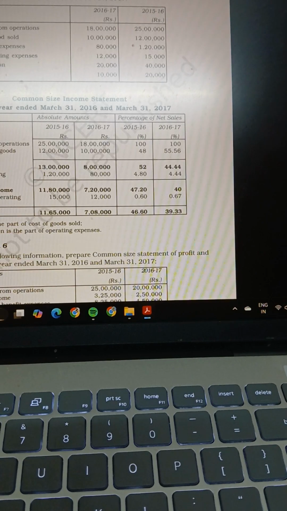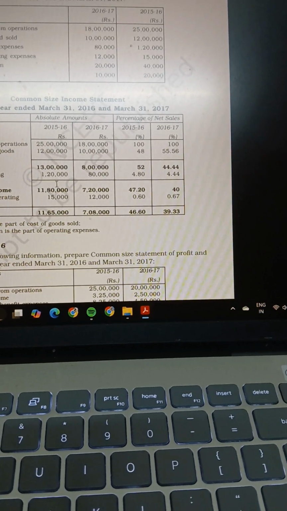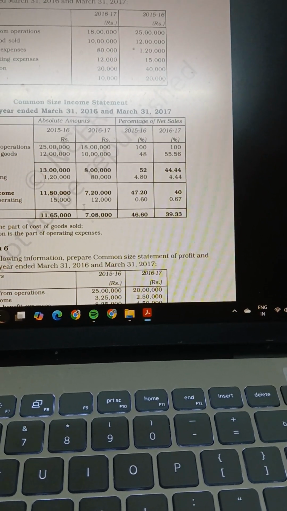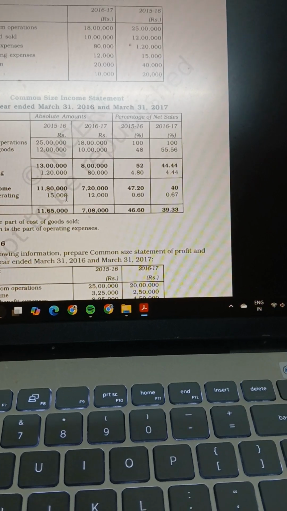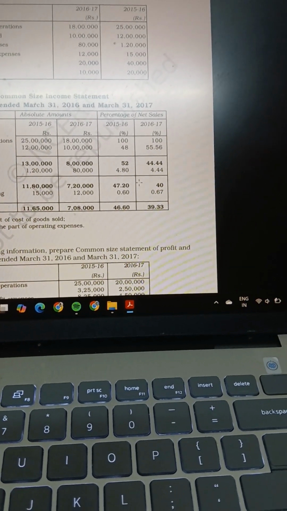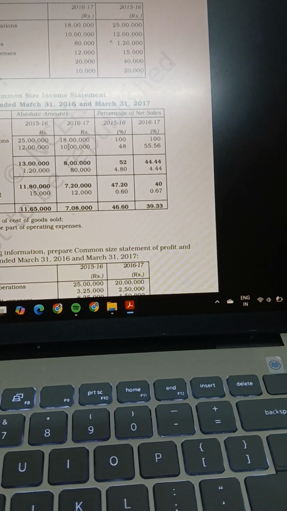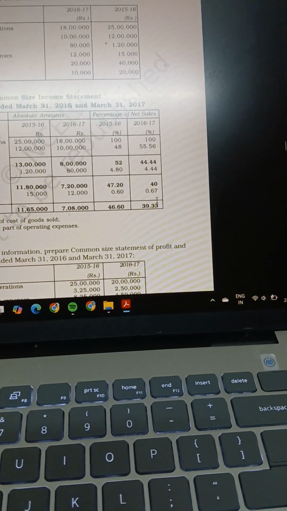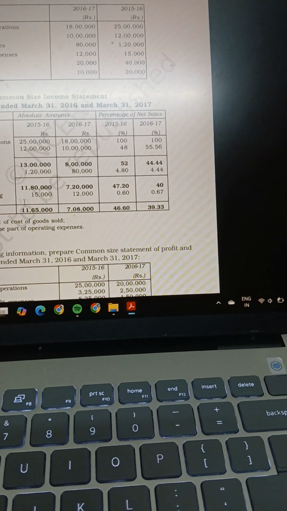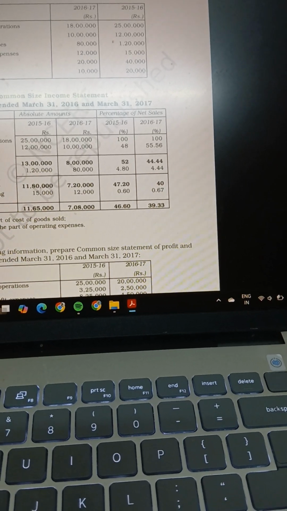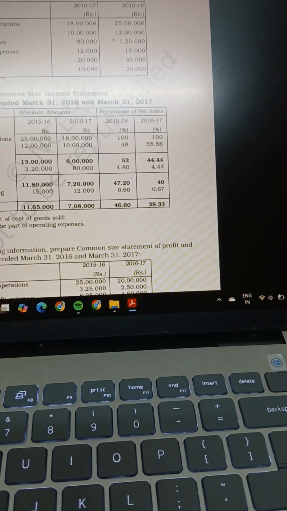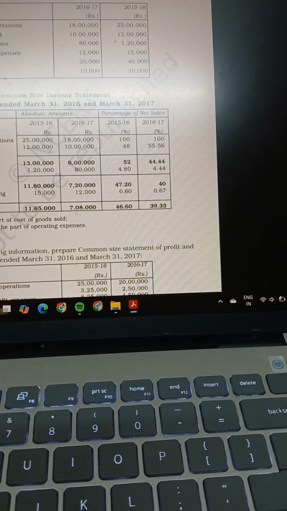Then non-operating expenses, that is 15,000 and 12,000. Then the percentage: 15,000 divided by 25 lakhs into 100, 0.60. Then 12,000 divided by 18 lakhs into 100, 0.67. Then when we subtract non-operating expenses from the operating income, we get the profit.